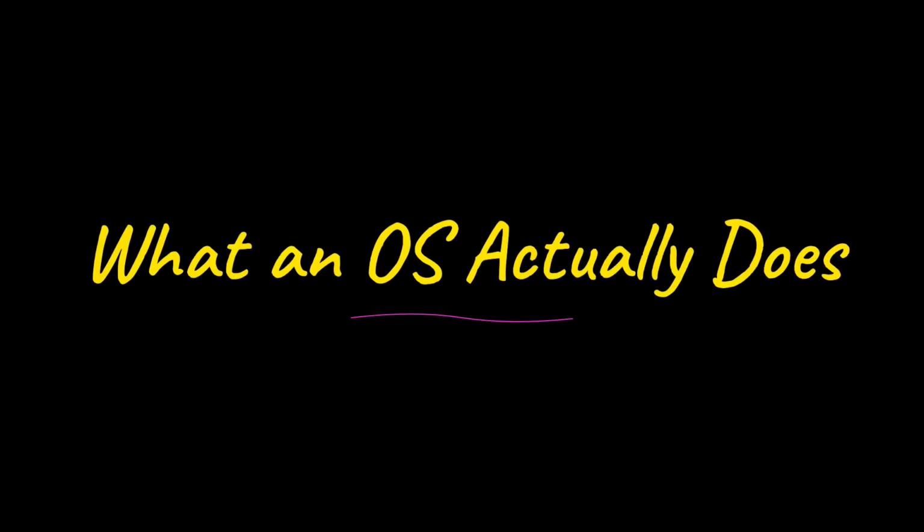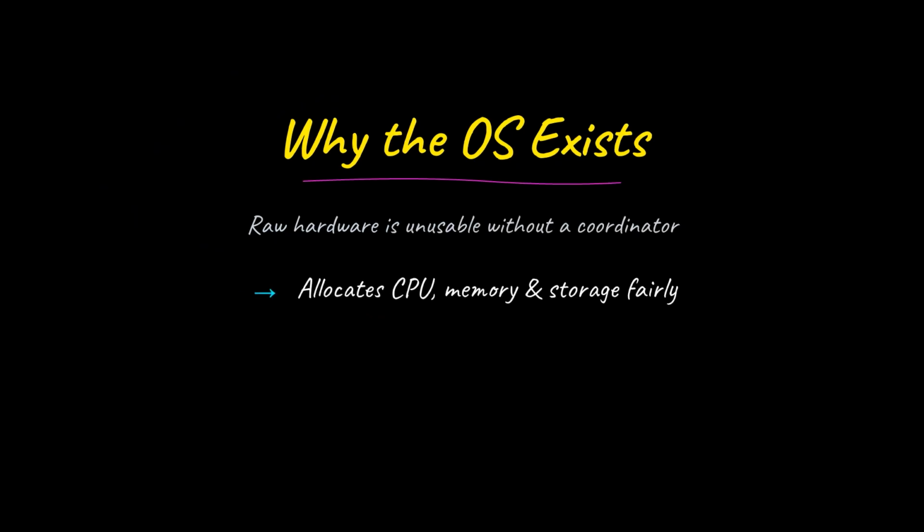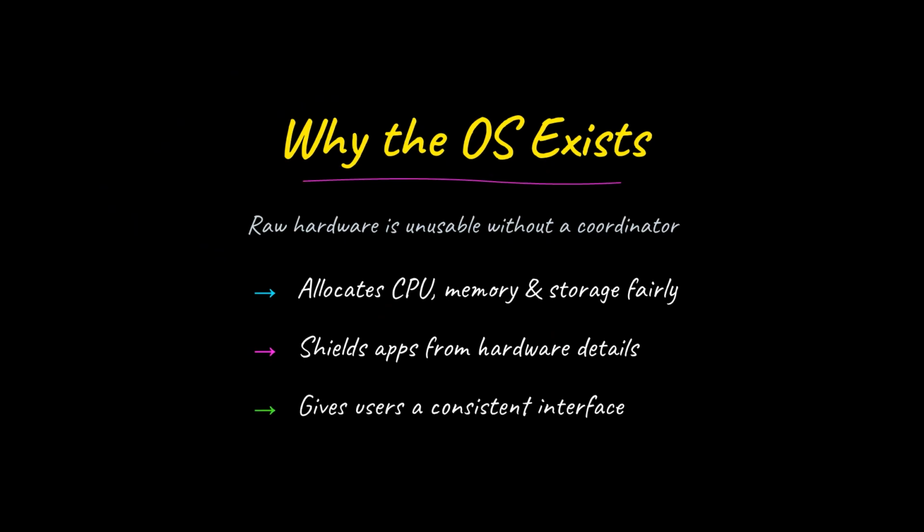The operating system is the foundational software layer that sits between raw hardware and every program you run. Without it, no application could function. It would have to manage the processor, memory, and devices entirely on its own. The OS exists because centralizing resource management eliminates enormous duplication of effort. It allocates the processor, memory, and storage fairly among programs, shields applications from low-level hardware details, and gives users a consistent way to work.